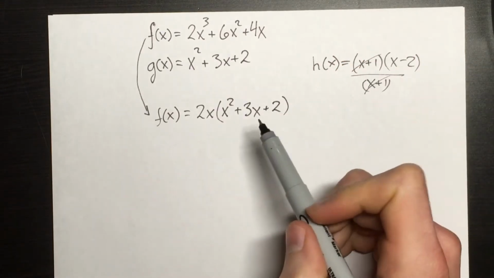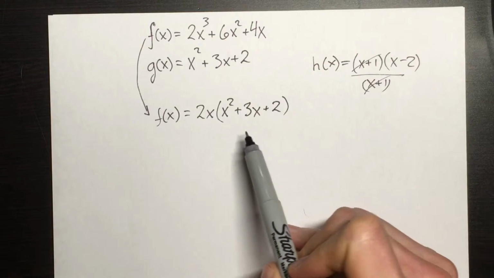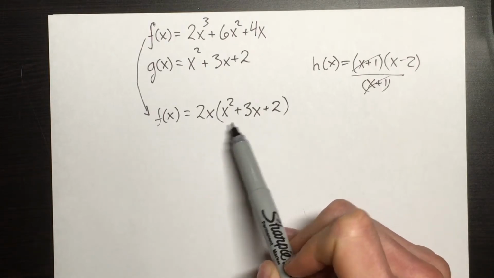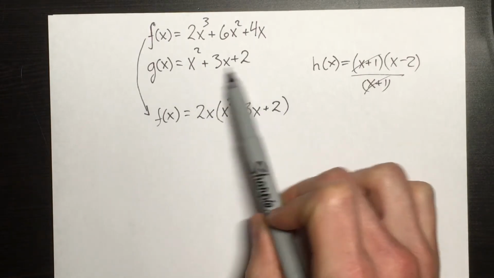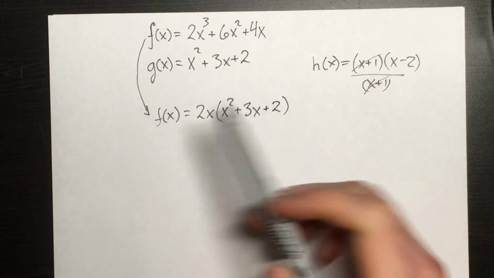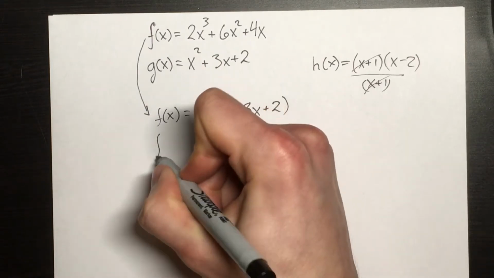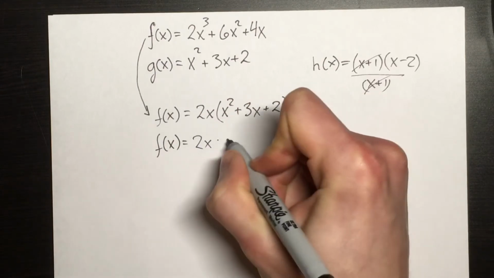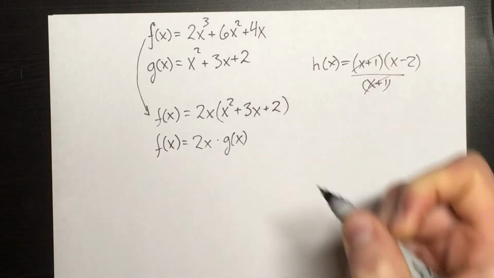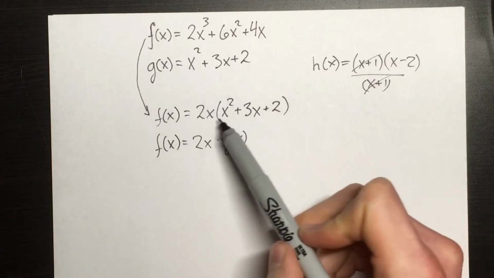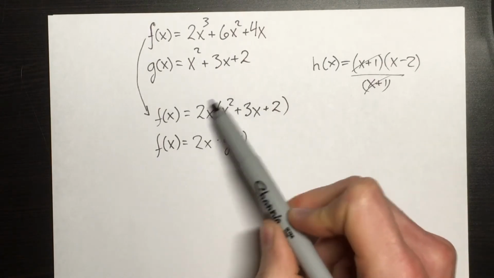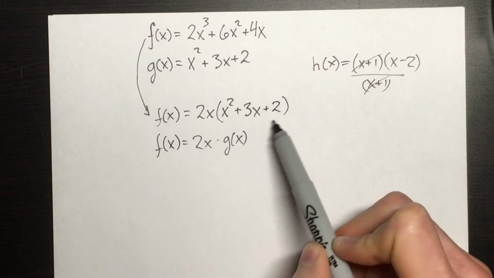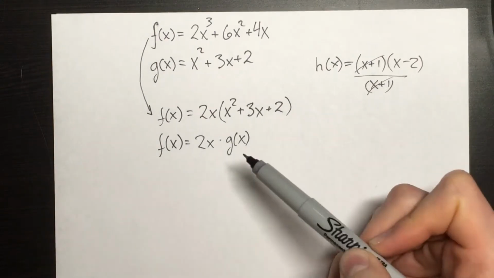And so now we have something interesting. We did that, and look at this. We now see that this right here is identical to g of x. So we can actually rewrite f of x as 2x times g of x. You see what I'm saying? This is equal to g of x, so we can just say f of x is 2x times g of x. Now watch.